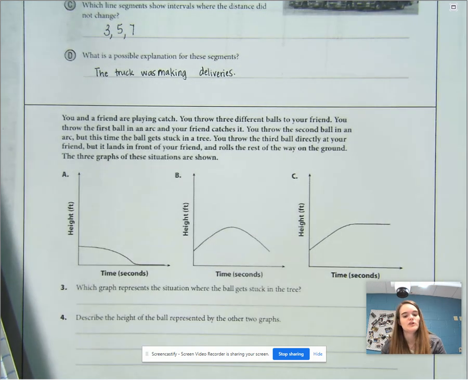Okay, you and a friend are playing catch. You throw 3 different balls to your friend. You throw the first ball in an arc, and your friend catches it. I'm going to highlight these so that I can pay attention to the 3 different things that are happening. I got 3 graphs. I got 3 things happening.